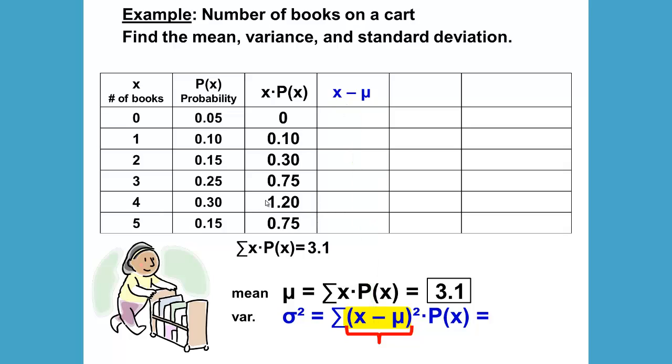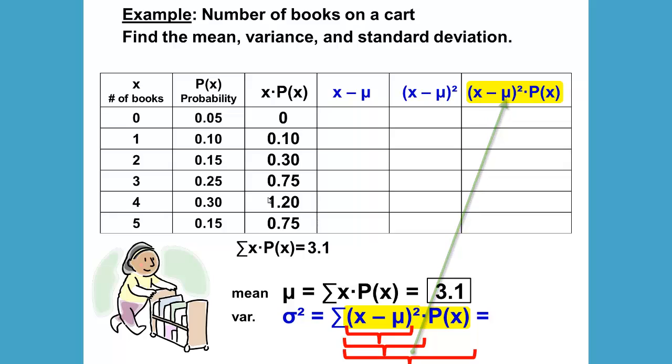Step 2 would be to square each of those values. That will go into the next column after that, which is the fifth column. Step 3 is to multiply each of those values that we have squared by the probability, or P of x value, that's associated with that particular x. Then the last step, or the fourth step, would be to add up those values in the last column.